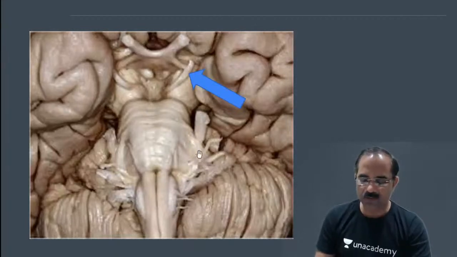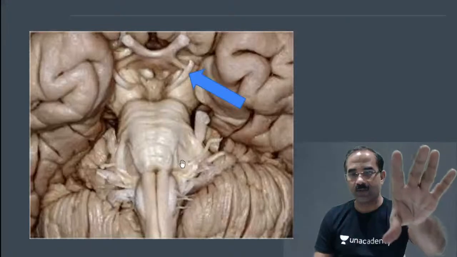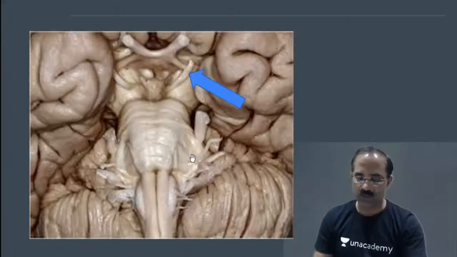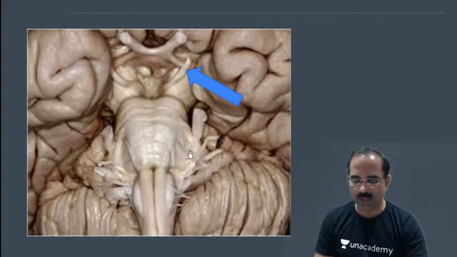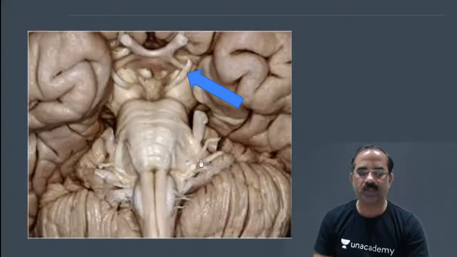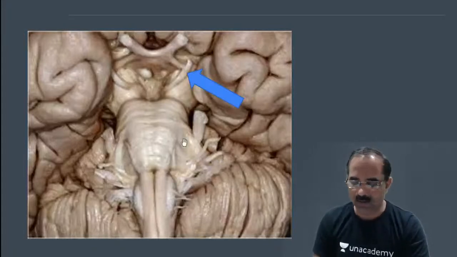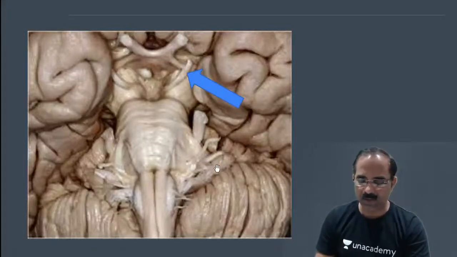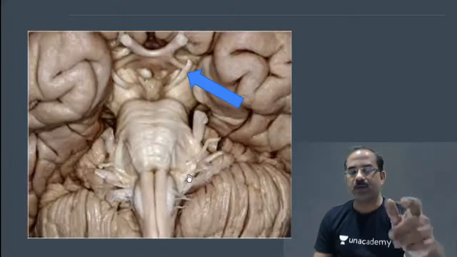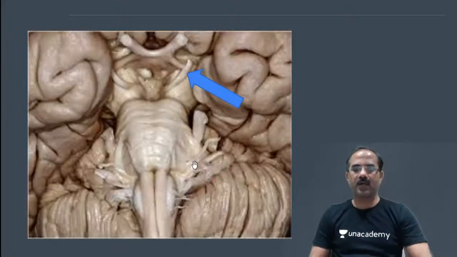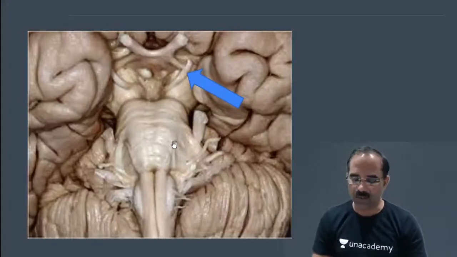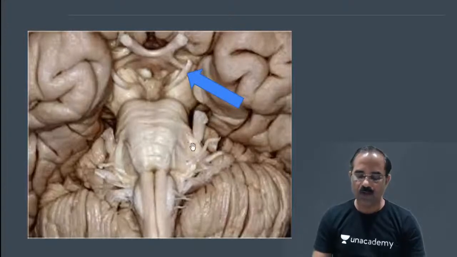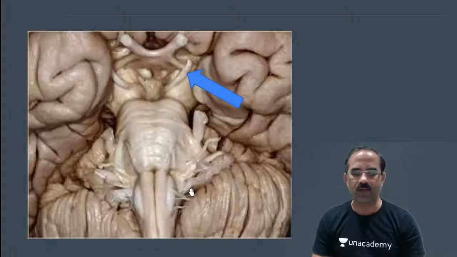What is this structure which is pointed? I'm telling you the entire slide, students. These are all very important visuals. What is this structure which is going from the pons towards the cerebellum? This is the middle cerebellar peduncle, students. And what fibers pass through the middle cerebellar peduncle? These are the pontocerebellar fibers. What is this nerve attached at the junction of the pons with the middle cerebellar peduncle? Can anyone tell me?